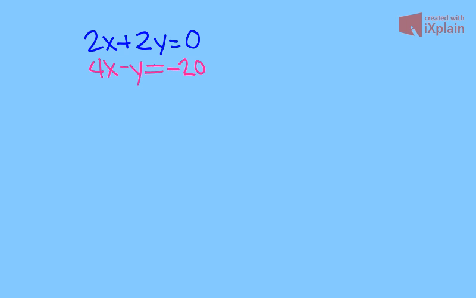So in substitution, the first thing that we want to do is solve for one variable so that we can plug that into the other equation. So if I'm just looking at it, I see that the y just has a negative sign by itself in the second equation. So that's probably what I'm going to choose to solve for. So let's work with that second equation here.